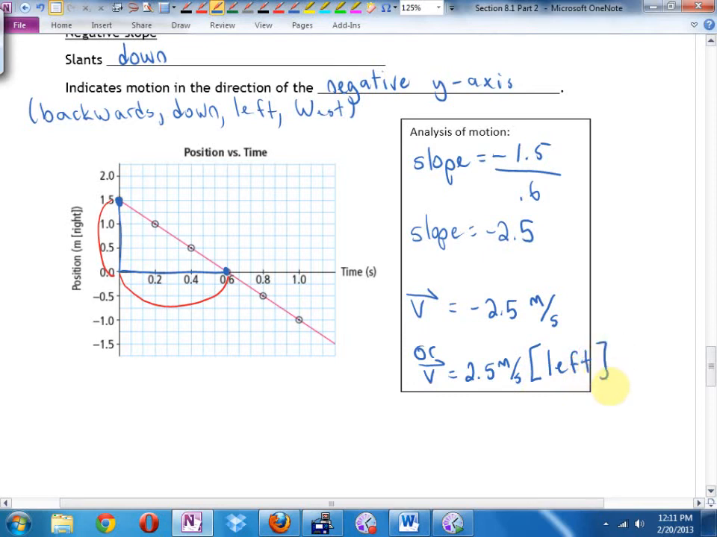Left. That contains the negative. Right? No, left.